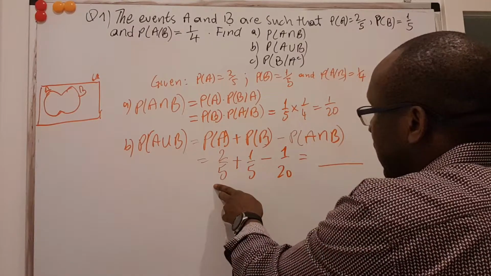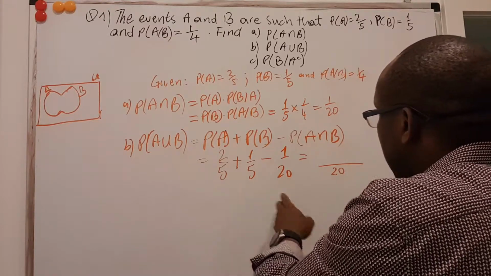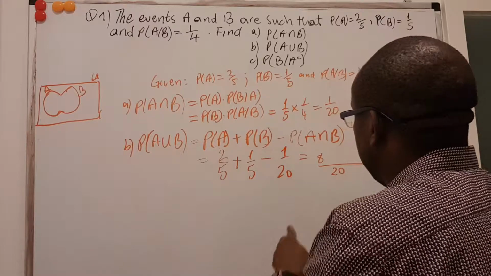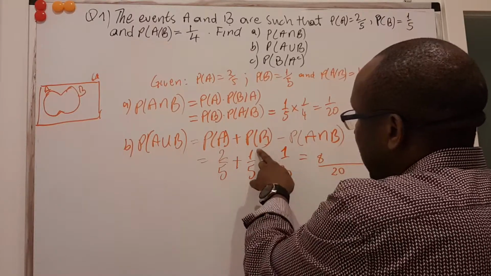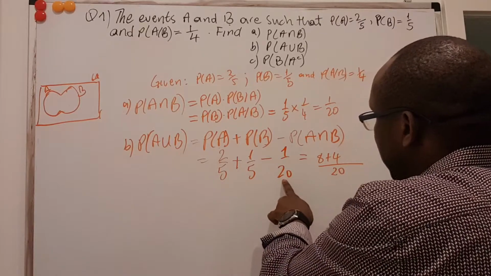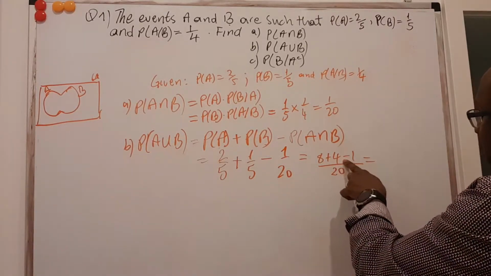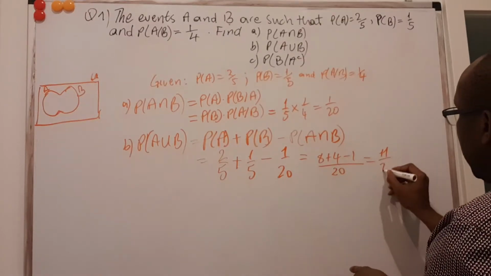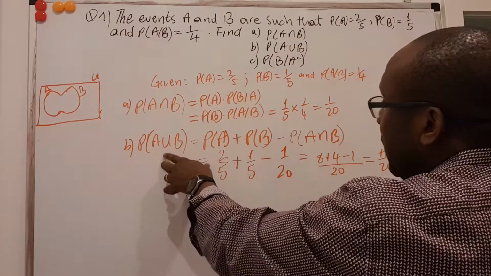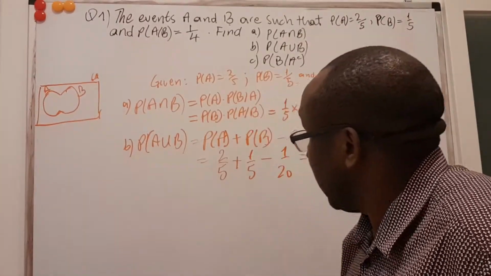If I look at the lowest common multiple of these, I'll say this is 20. 20 divided by 5 is 4, 4 times 2 is 8. 20 divided by 5 is 4, 4 times 1 is 4, plus 4. Minus 20 divided by 20 is 1, 1 times 1 is 1, minus 1. 8 plus 4 is 12, minus 1 is 11. So I have 11 on 20 here. That's the probability of A or B, the event A or B occurring. We go to the C part here.